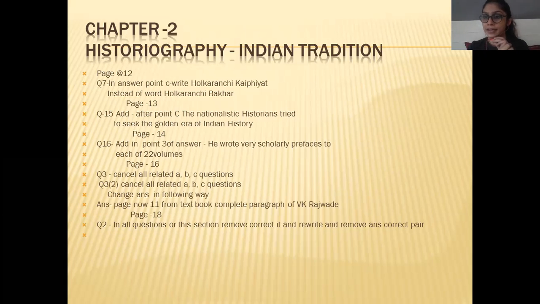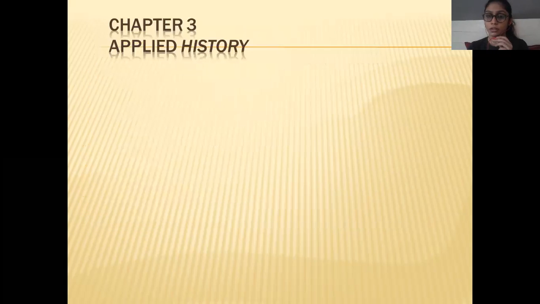On page number 18, again there is identify the wrong pair and correct the right pair. Cancel the option to correct. Remove the correct pair. You don't have to correct any wrong pairs. You just have to identify them, as we all know, and we have discussed this previously.